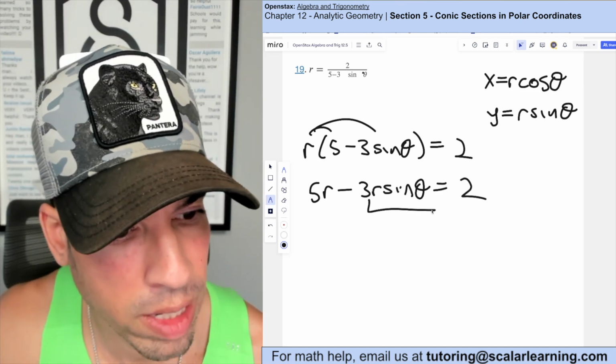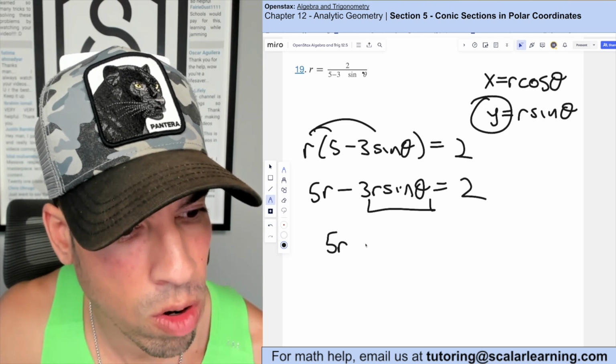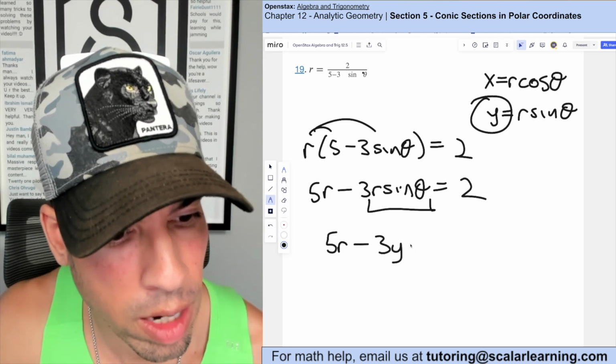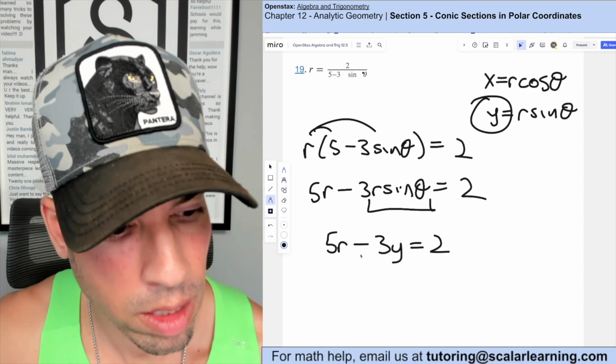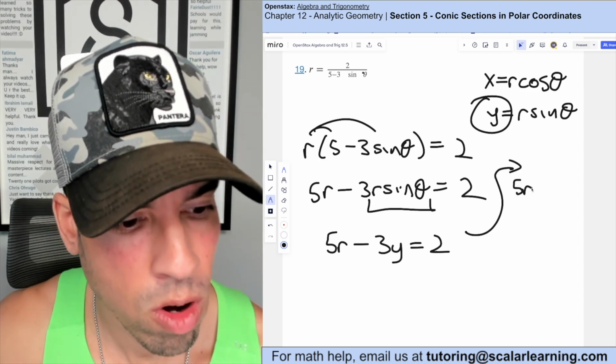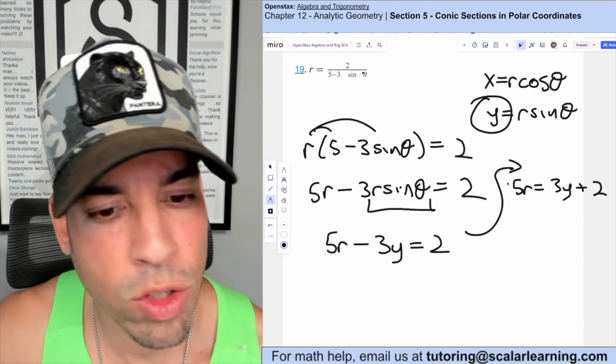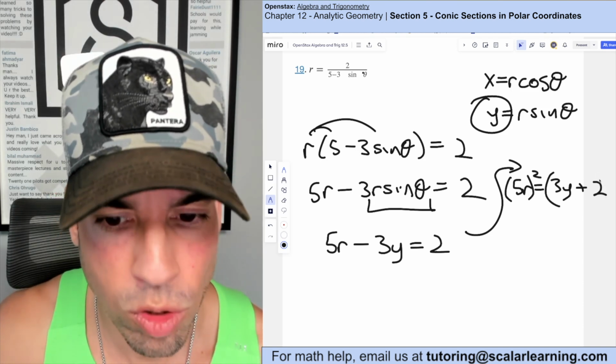So now we can replace this r sine theta with y. So now we've got 5r minus 3y is equal to 2. And now I'm going to isolate the r. I'm going to add 3y to the other side, and I've got 5r is equal to 3y plus 2. Okay, now what I'm going to do is square both sides.